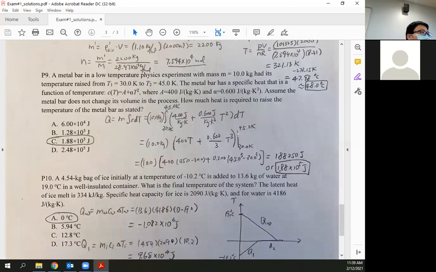Number 9 is on the entropy change. Oh, actually, no, it's not entropy. Yeah, I guess we haven't talked about entropy. So this is just about the heat change of the material, but in this case, the specific heat capacity is a function of time t. So then you'll have to do integration of it. Okay. All right.